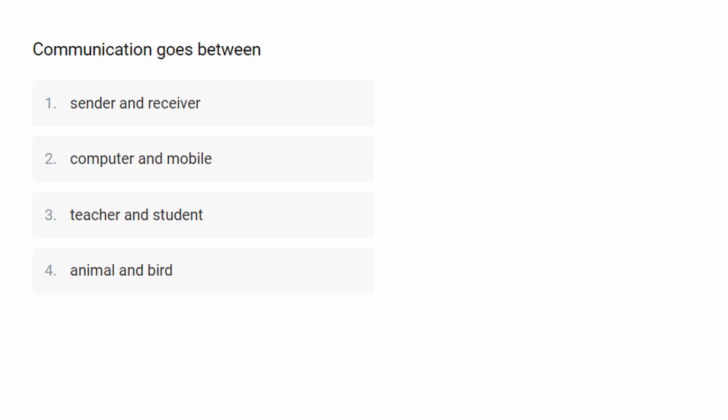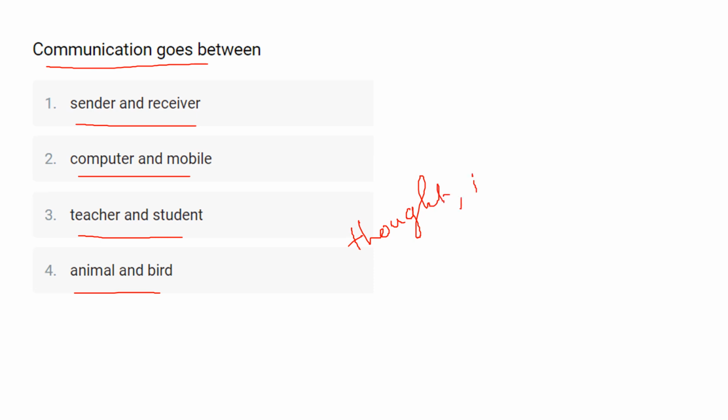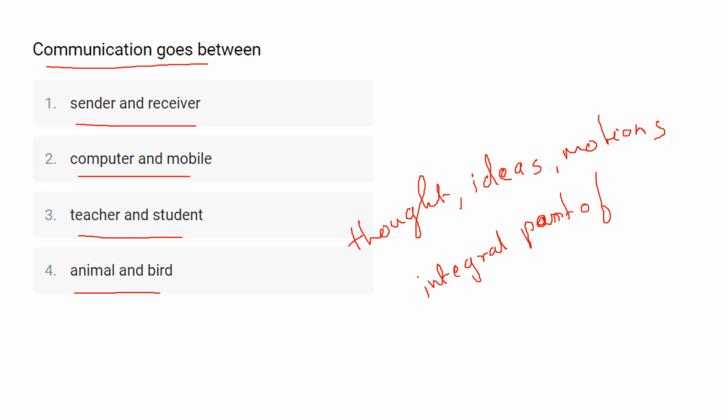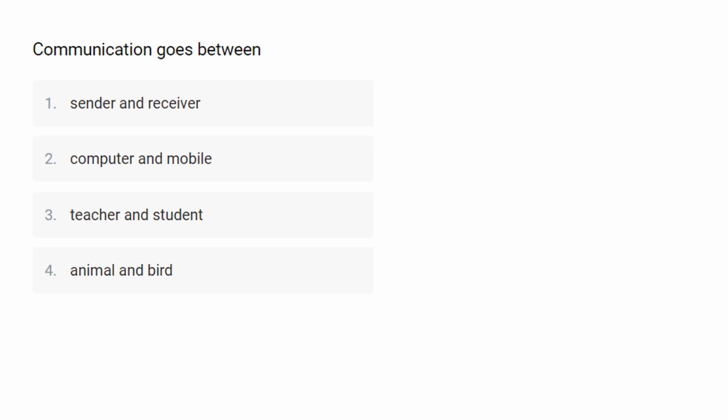Communication goes between. In this question they ask you about who communication goes between, for which the first option is sender and receiver, the second is computer and mobile, the third is teacher and student, and the last is animal and bird. Communication is defined as an exchange of our thoughts, our ideas, then emotions with someone, either to satisfy our physical, emotional or other needs, or to get work done. It is obvious that communication is an integral part of one's life. In fact, society cannot survive in the absence of communication. So here we say communication goes between sender and receiver.